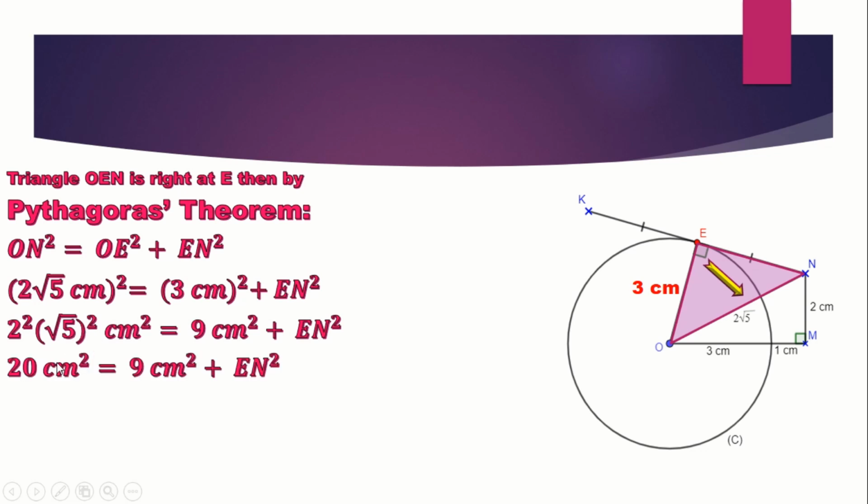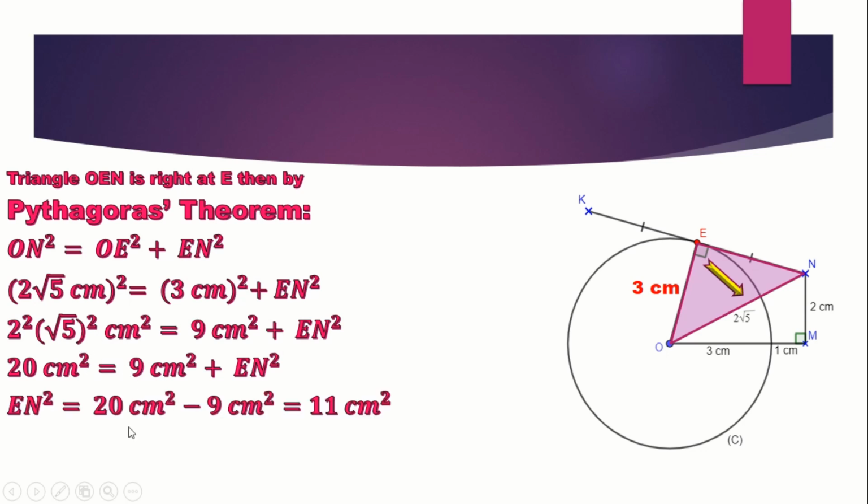4 times 5, we can write it as 20 centimeter squared is equal to 9 centimeter squared plus EN squared. Well, to calculate EN squared, we should move 9 centimeters square to the other side. We have nothing in front of it, so it's a plus, and here between them plus. When we move 9 centimeters to the other side, we reverse its sign, so plus becomes minus.